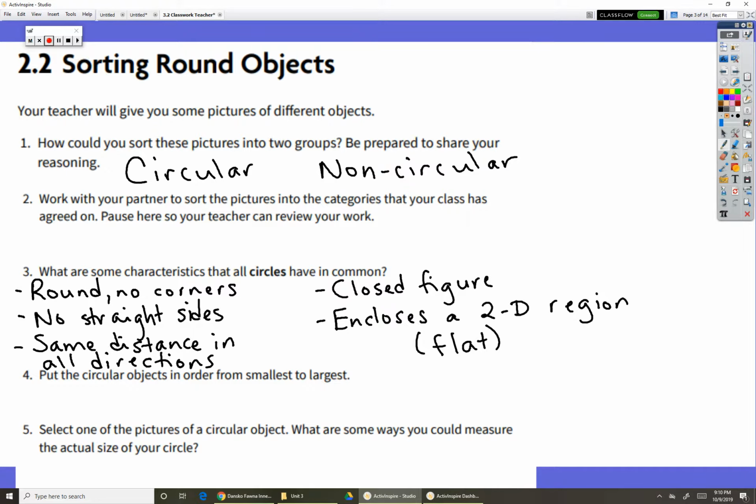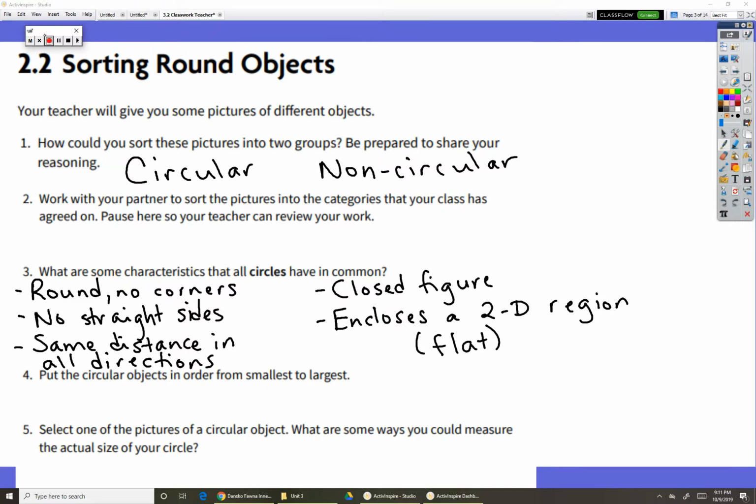Okay, so at this point I would like you to only look at your circular objects. Put the non-circular objects aside for now, and I want you to put the circular objects in order from the smallest to the largest. Not necessarily the smallest in the picture, but think about what it's representing in real life and put them in order from smallest to largest. Compare with your partner and then perhaps turn around and look at how another set of partners has ordered their circles and discuss why you ordered the circles that way.